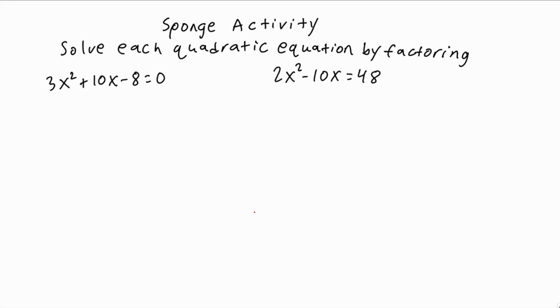All right, now time for the sponge. Solve each quadratic equation by factoring. So do what we did in this video and factor both, and then use the zero product property to solve for x. And there's probably going to be 2 answers.